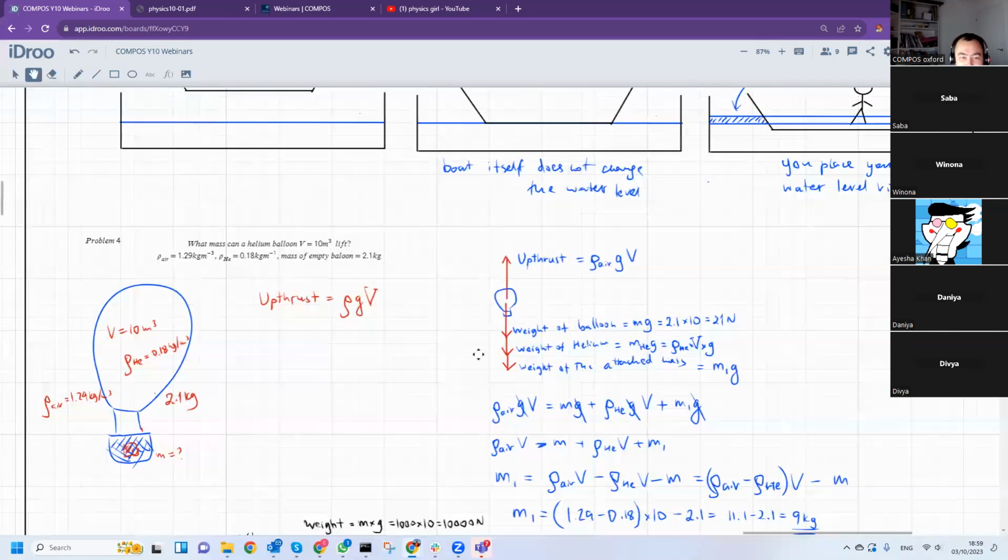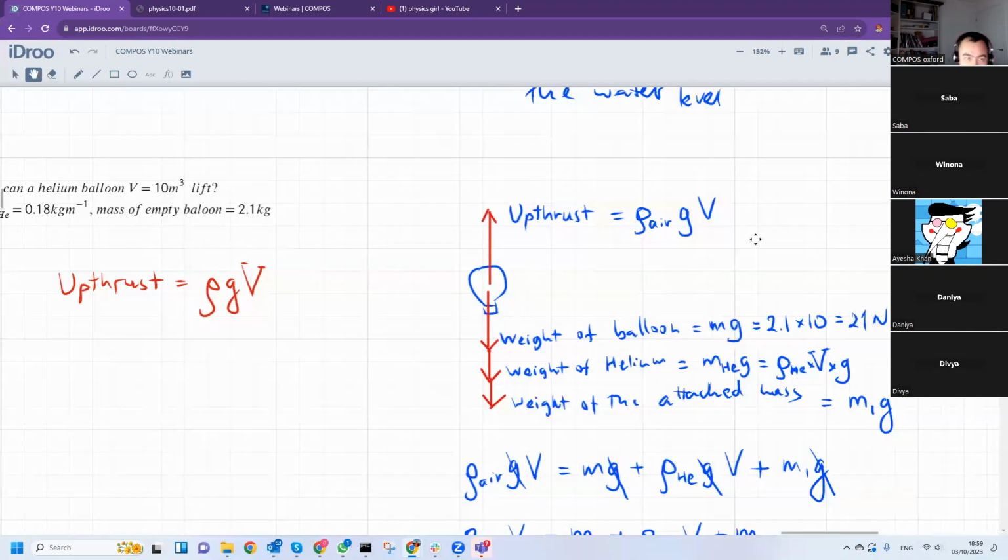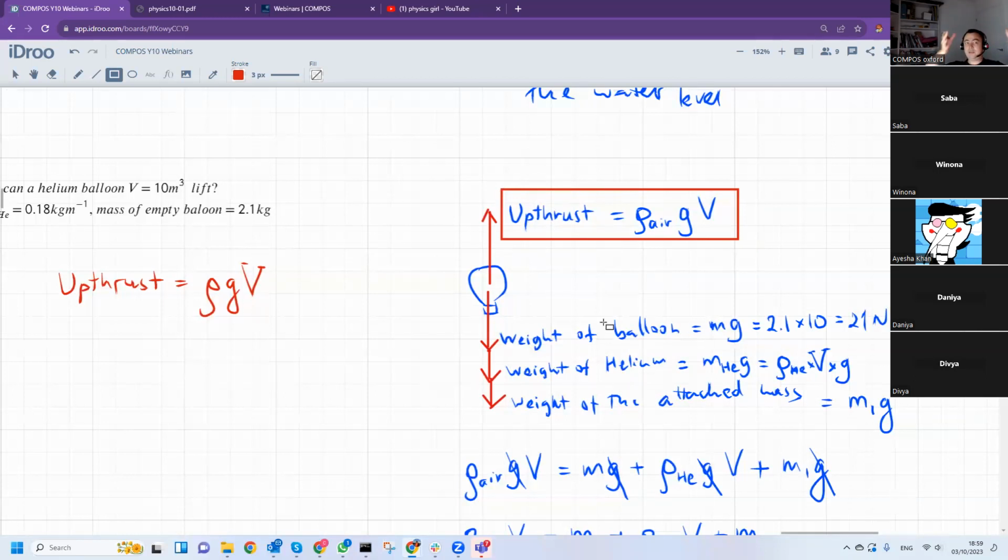What you need to understand is that there's an upthrust force, and you need to know how to calculate it. The upthrust force is density times g times V. And then there are forces that are downwards: the weight of the balloon, the weight of the helium, and the weight of the attached mass. Then the upwards forces have to equal the downwards forces. So you just make them equal to each other. That's pretty straightforward.